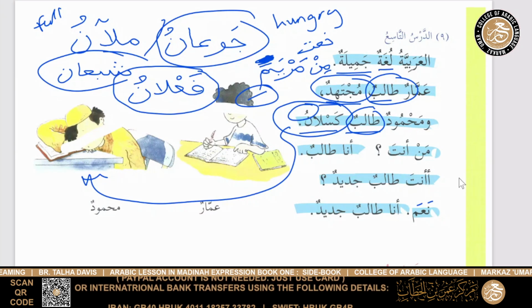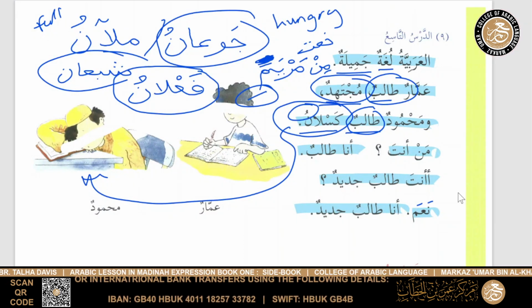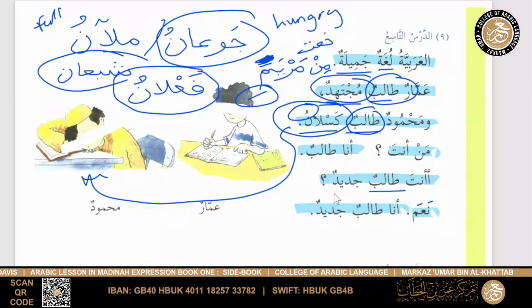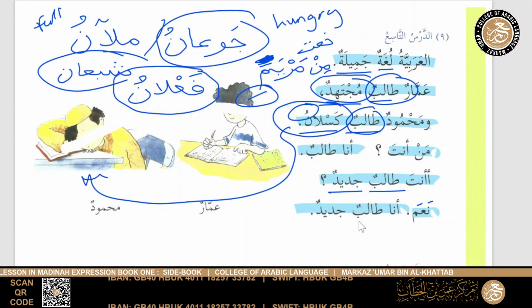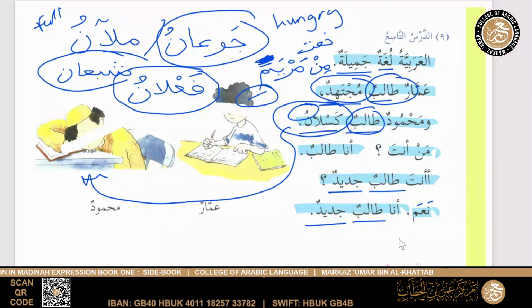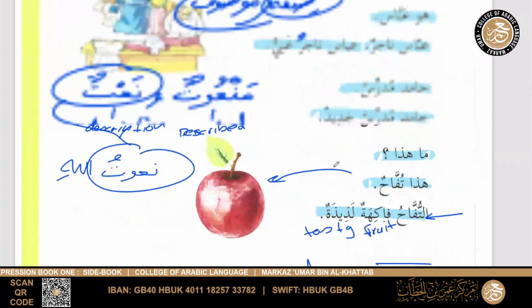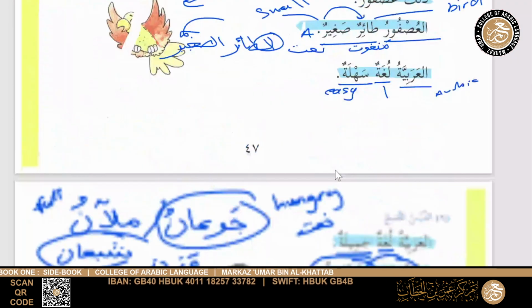So let's move on. Man anta, who are you? Ana talibun, I am a student. Anta talibun jadidun, so talibun is man'ut, jadidun is na'at. You a new student? Naam, ana talibun jadidun, so talibun man'ut, jadidun na'at. Okay, so are there any questions with regards to this text? And then we'll do one of the exercises.